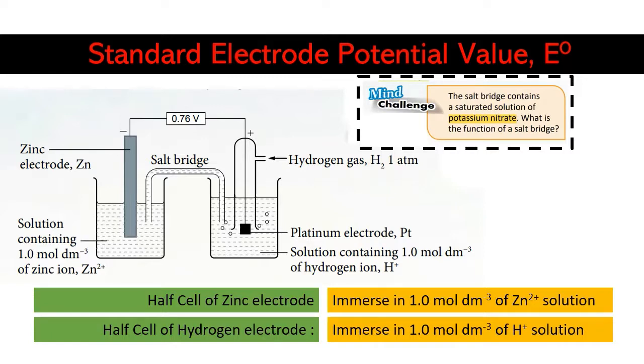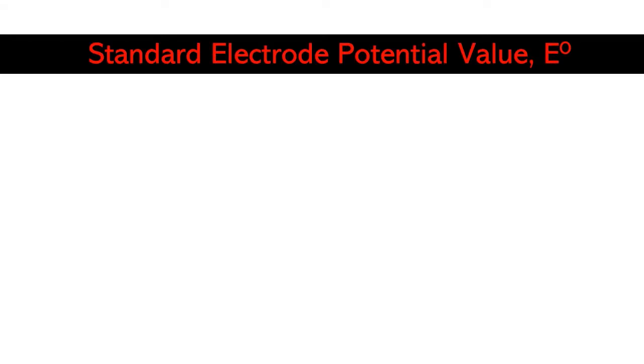Both half cells are connected by a salt bridge. The salt bridge contains a saturated solution of potassium nitrate. What is the function of the salt bridge? You can Google it now, and we can discuss it in our next class. Now, theoretically, what happens to both half cells we have been discussing before?